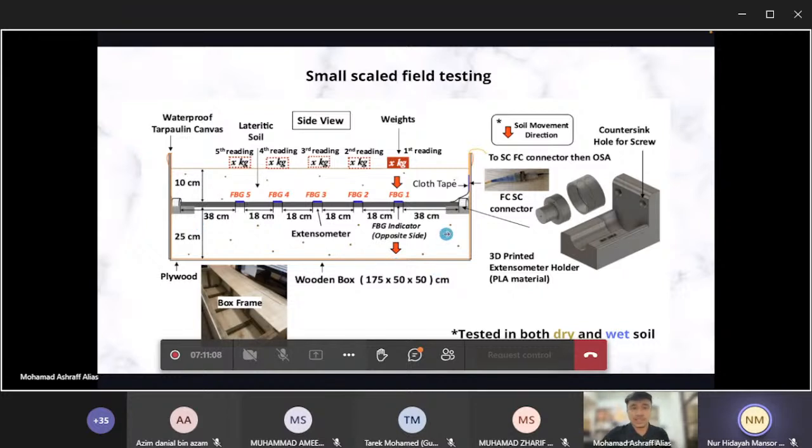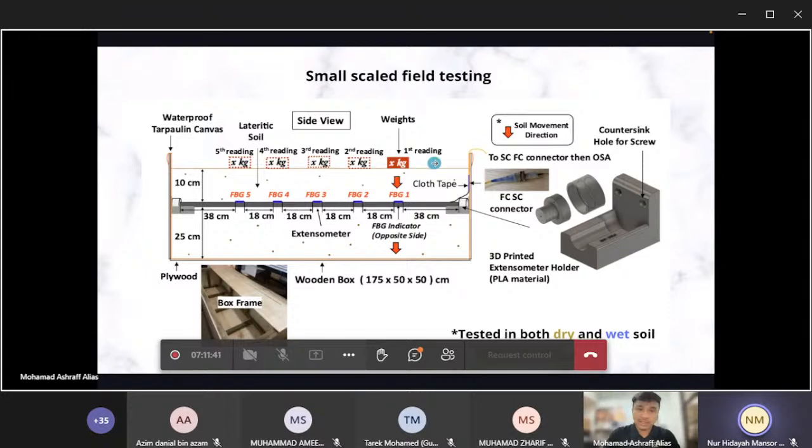I placed weights on top of each FBG location. As you can see here, this blue indicator is not actually the FBG. The FBG is actually at the bottom side here. It is the FBG indicator on the opposite side of the FBG. So all FBGs are on the bottom side. And then when we place the weight here, the pipe would be bent down, causing the gratings of the FBG to be stretched due to the pipe being bent down.